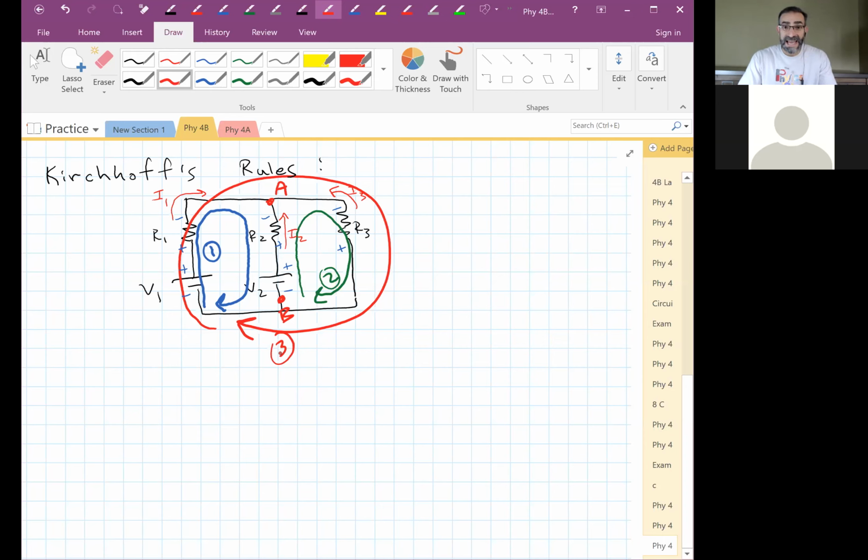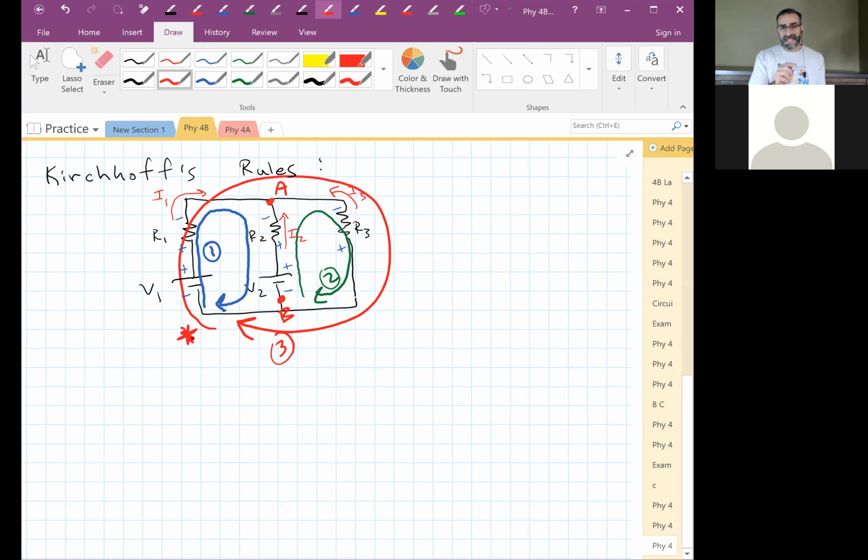So we have to have the junction rule here. And we cannot use 3 loops. We can pick 2 of them. I like to always start at the same place. So I would do maybe 1 and 3. I start in this corner over here, and I'll go around the loop until I come back to where I started.